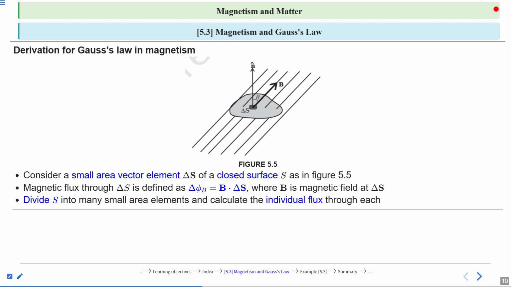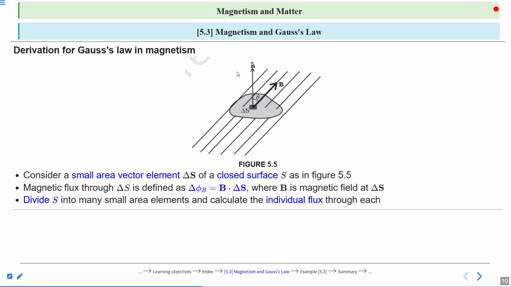Divide S into many small area elements. What is S? The whole surface area. So we have to divide this whole surface area into small surface area elements delta S, and calculate the individual flux through each. Why are we calculating the individual flux? Why are we not calculating the flux at once by considering the whole surface? Because the surface is irregular.